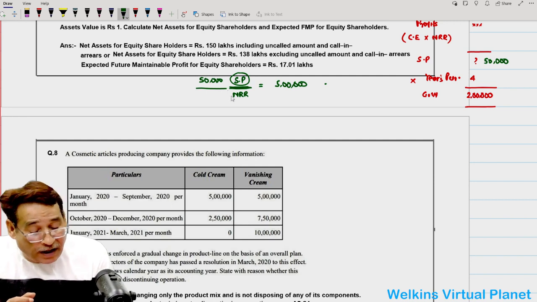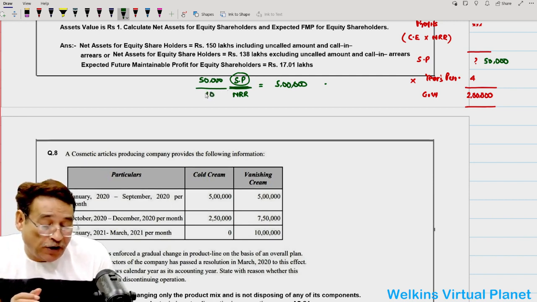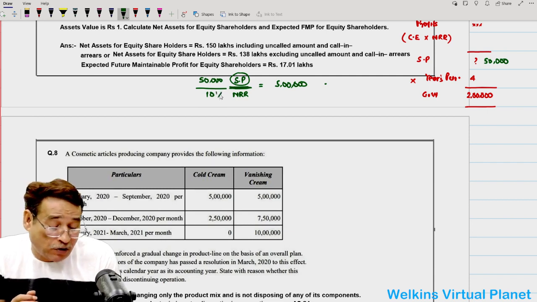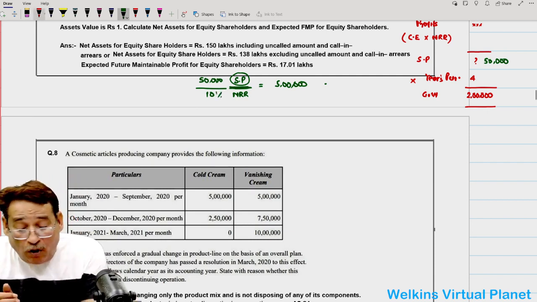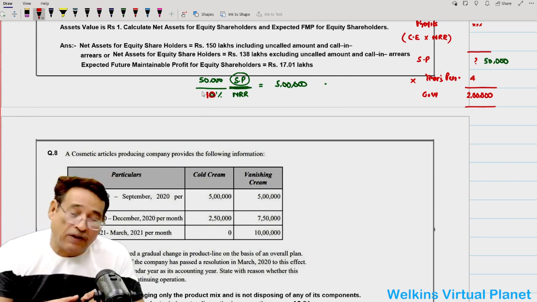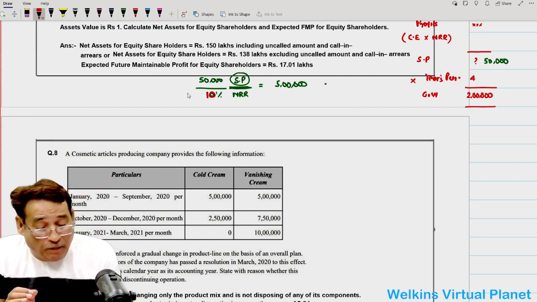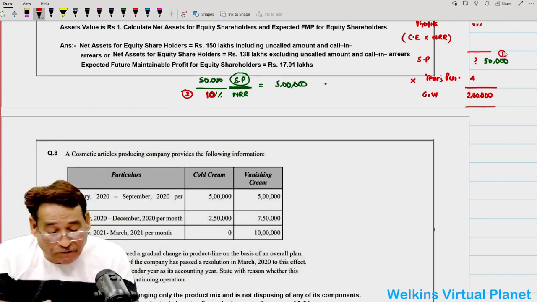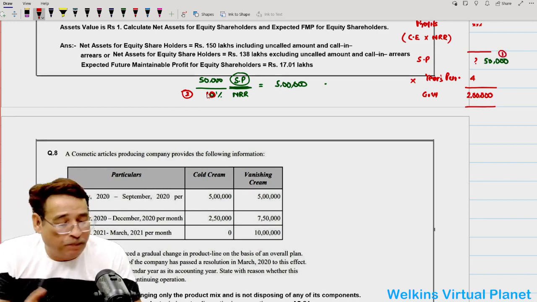That means I can find out normal rate of return. So normal rate of return is 10. And remember, normal rate of return is always in percentage, so I will call it 10%. That means now I have been able to find out this rate, 10%, normal rate percentage. Second important point I have found out. First, I found out super profits. Now I have found out the normal rate of return also.